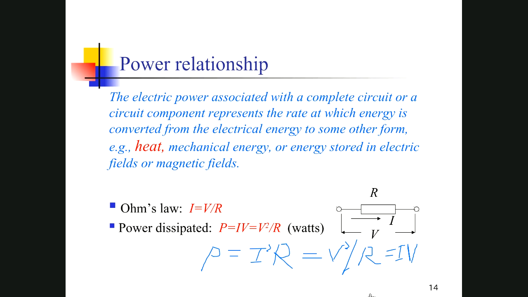Therefore, the power is the product of the voltage and the current. Nothing but this. Meanwhile, we have Ohm's law: the current through a given resistor R depends on the voltage across it. The voltage over the resistance is the current. That's Ohm's law. Based on Ohm's law and the power definition, we have many other variations of these two.